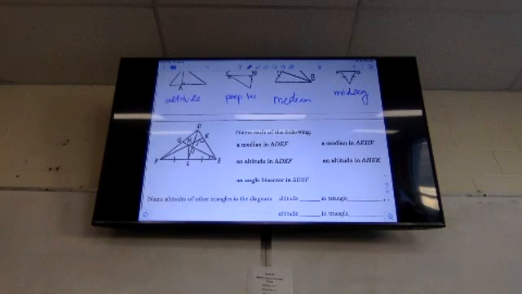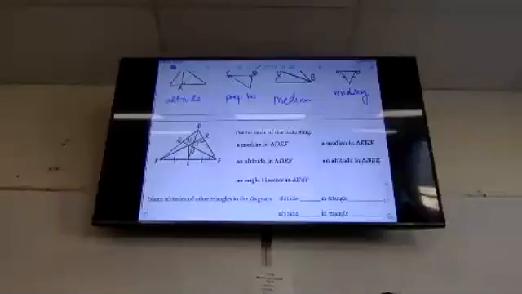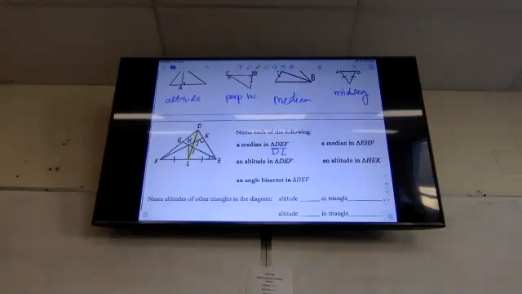So let's look. Okay, first one, DEF is the entire triangle. It's this whole shape. I need to do a median. Does anyone see a median there? DL. Right through. But it goes through a vertex, and then what's the other thing that a median has? Vertex and midpoint, good. Perfect.